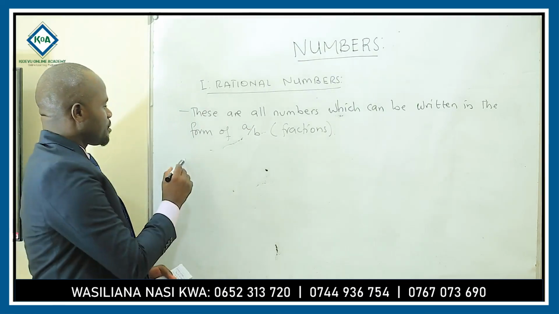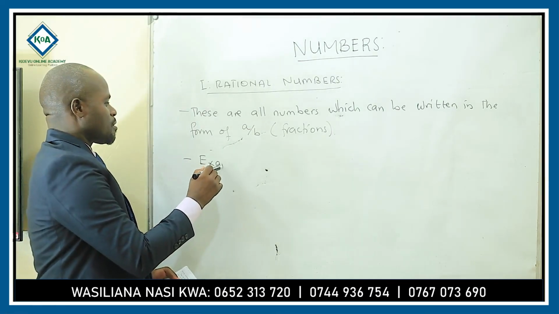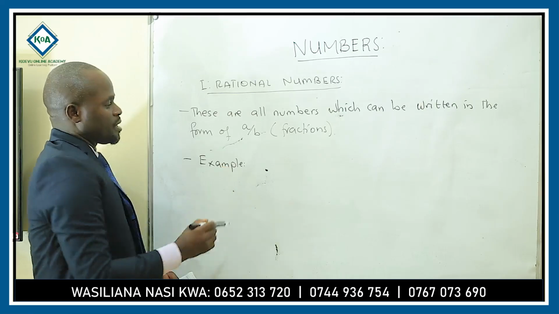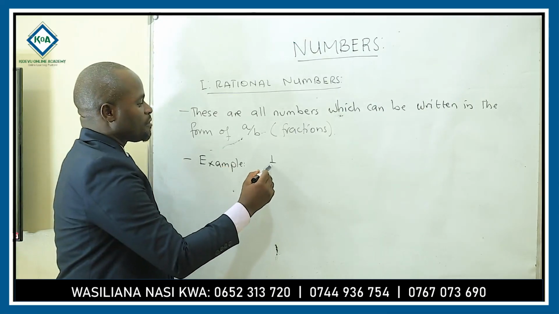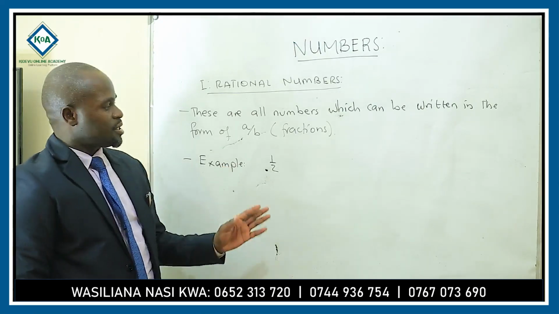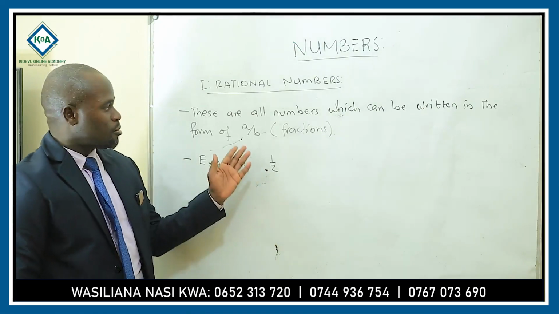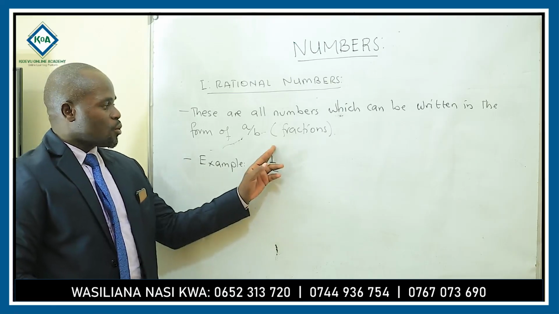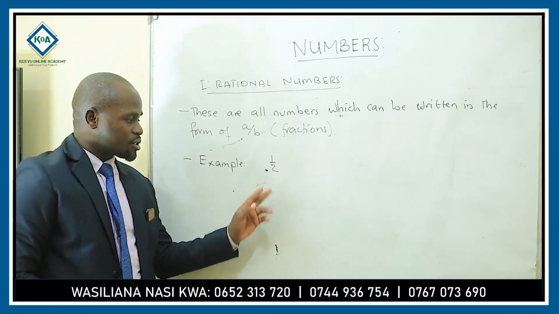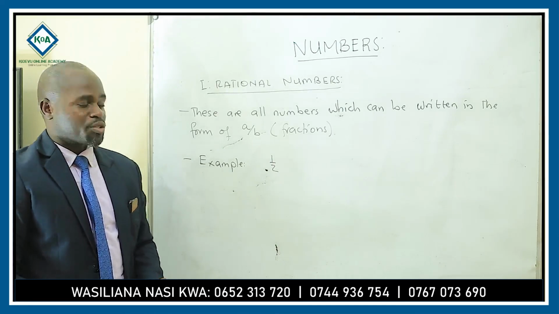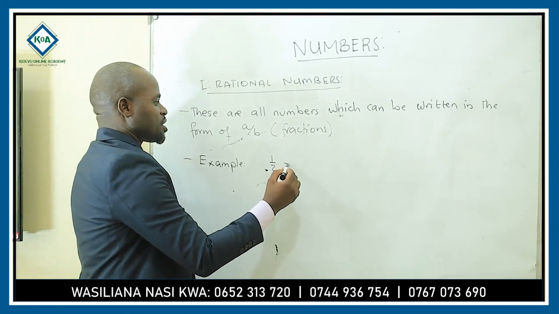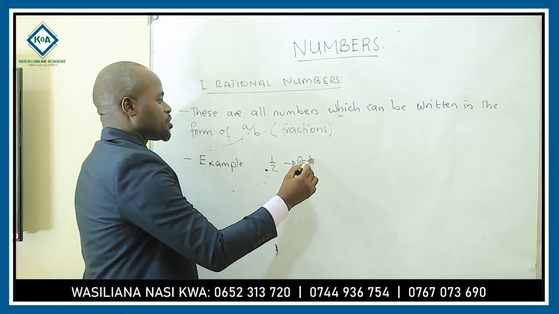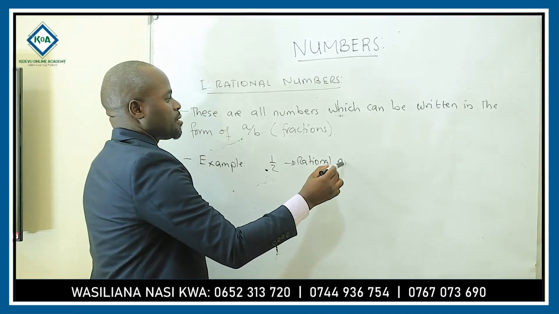For example, if you have maybe 1 over 2, 1 over 2 is a number which is written in the form of A over B. It means A is 1 and B is 2, whereby 1 over 2 is a fraction. So 1 over 2 is an example of a rational number.